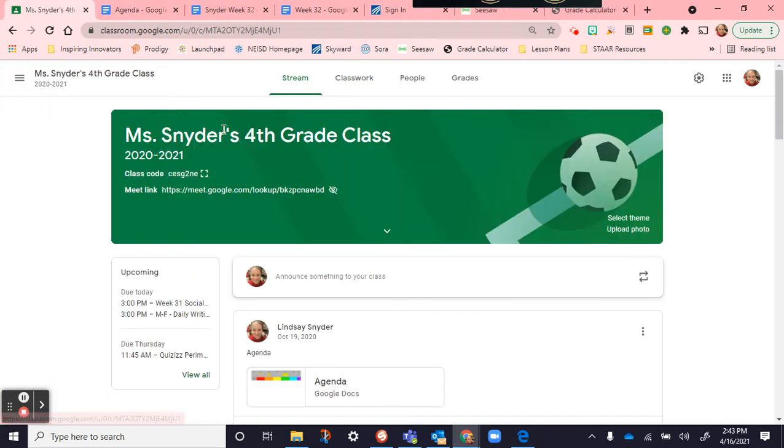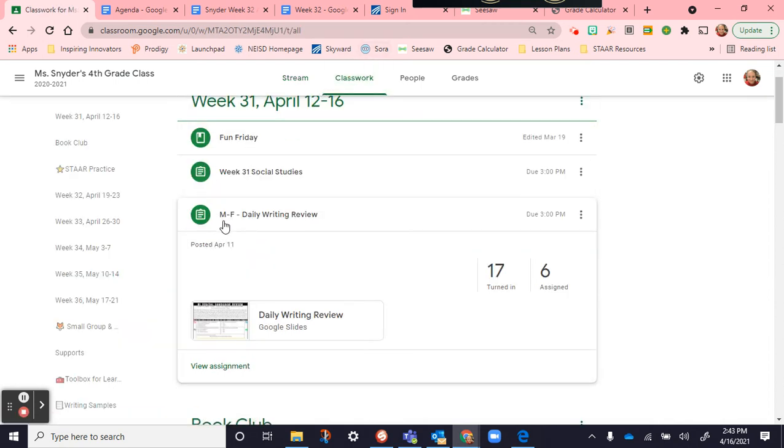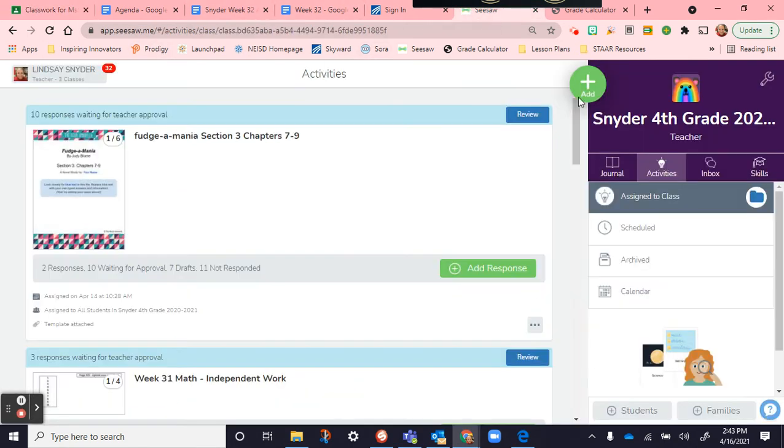Then we went to lunch and recess. We came back and we did science. Science is in Seesaw.